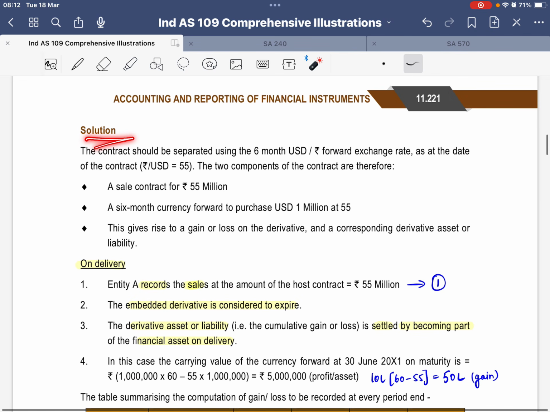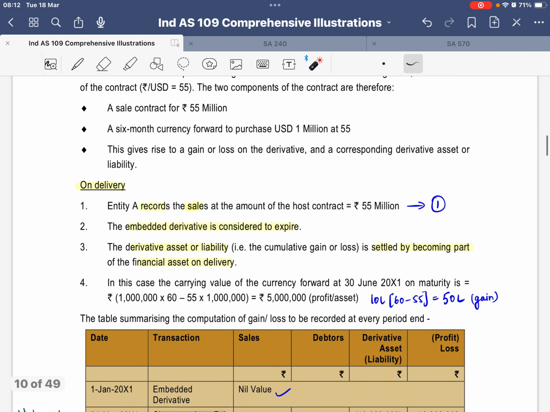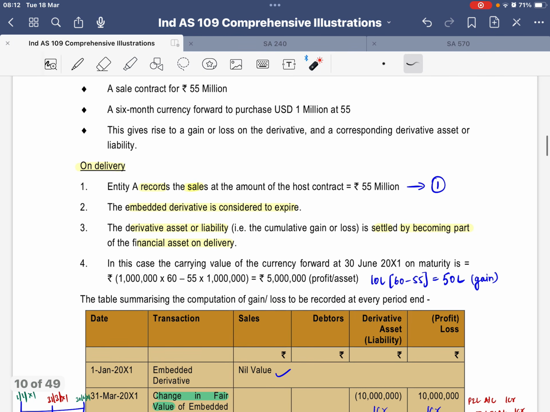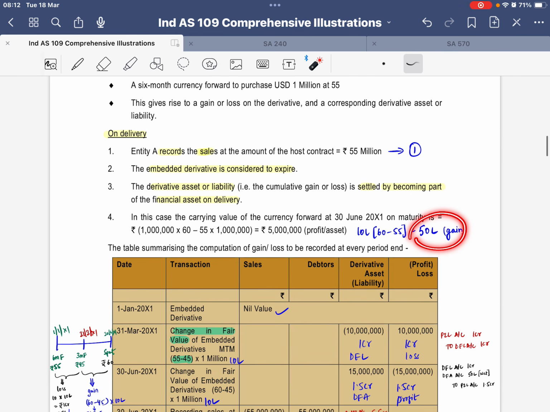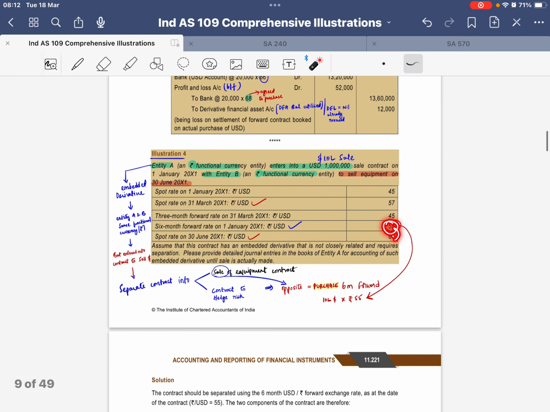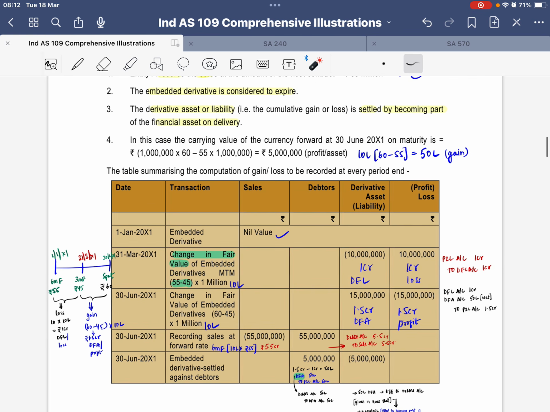Solution. On delivery, entity A records sales, which is rupees 55 million. The embedded derivative is considered to expire. The derivative asset or liability is settled by becoming part of the financial asset on delivery, which is calculated as 10 lakhs into 60 minus 55, which is 50 lakhs gain. The table summarizes the computation of gain or loss to be recorded at every period end.